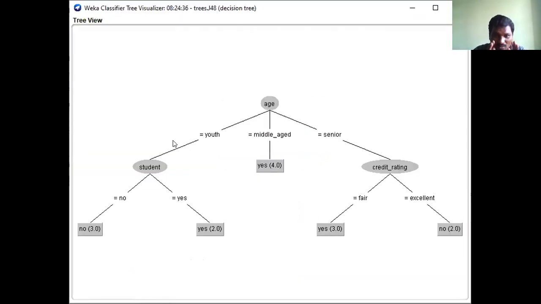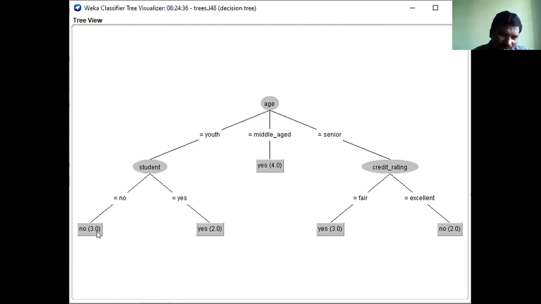Age. That means I am using information gain here, the attribute selection method of J48. That's why I'm selecting age first. Why? Because age has the highest information gain. That's why I'm taking age as the root node. After that, for age equal to youth, the student. Why am I selecting student next? The student attribute has the highest information gain. That's why I'm selecting student here.